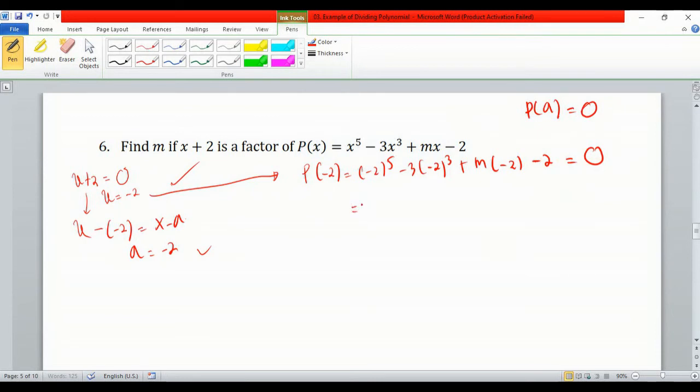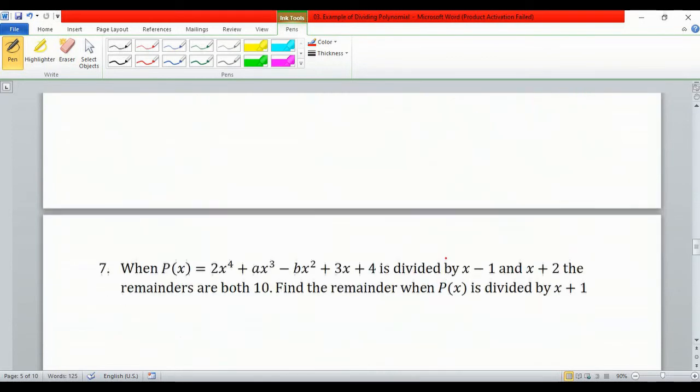So minus 2 power 5 is minus 32. Minus 2 power 3 is minus 8, times minus 3, plus 24. Then minus 2m minus 2 is equal to 0. So minus 32 plus 24 minus 2 equals 2m, which is minus 10 equals 2m. So we have m equal to minus 5. So the m is minus 5. I hope you understand now. So let's jump to another example.